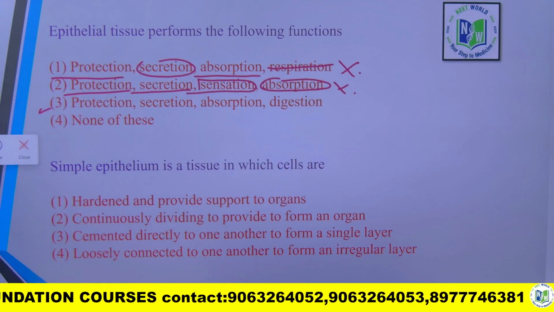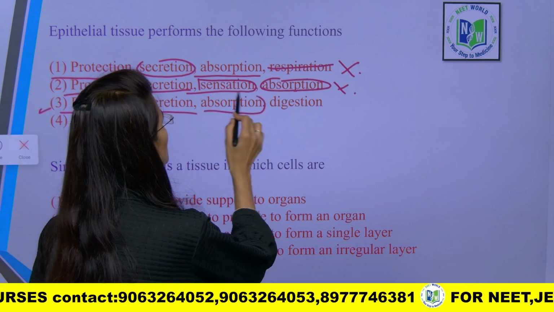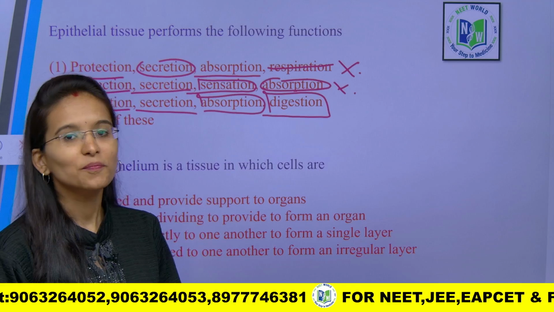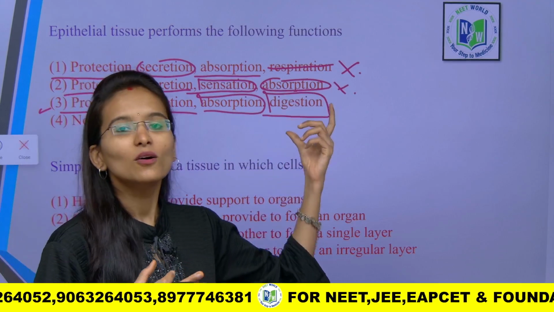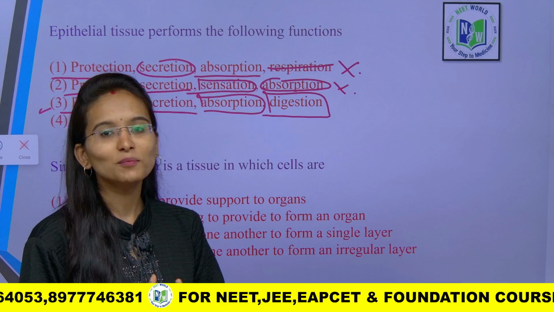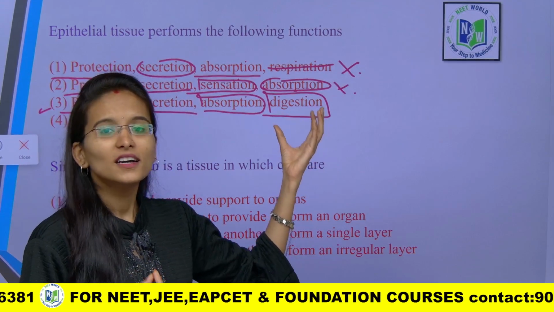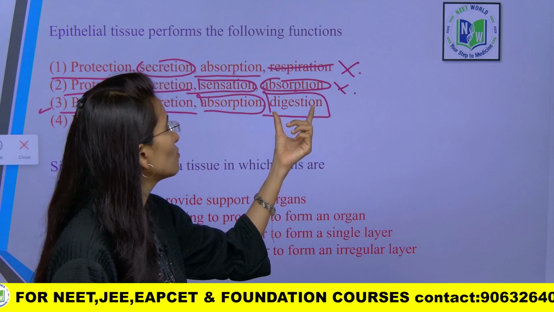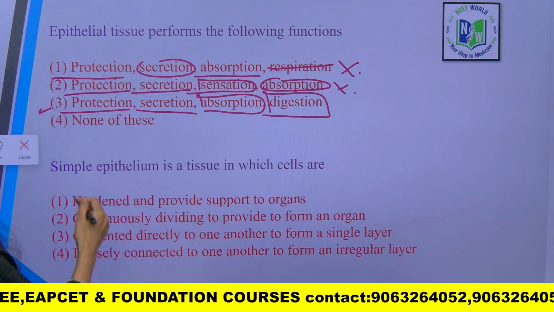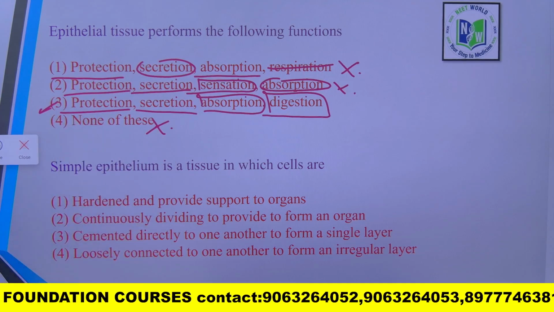Next, coming towards the third option: protection right, secretion is also right, absorption is also right, and digestion is also the right option. Okay, because the epithelial tissue is also involved in the digestion process by secreting some enzymes, hormones, and some HCl juice. So it is involved in digestion, absorption, secretion, and protection. So, the last option, none of these, is also the wrong option because option 3 will be the right one.